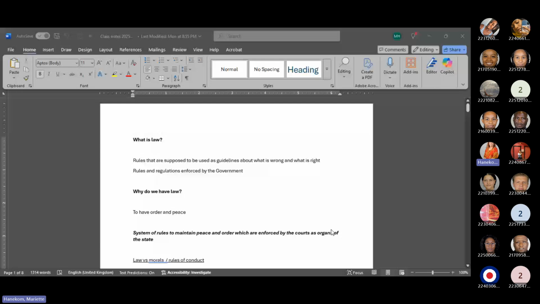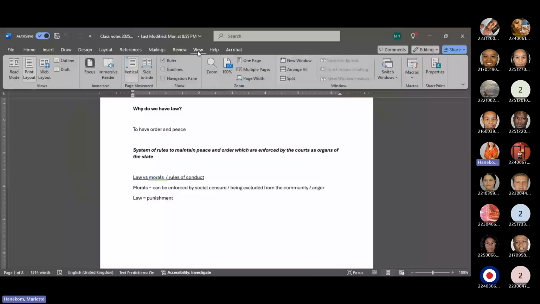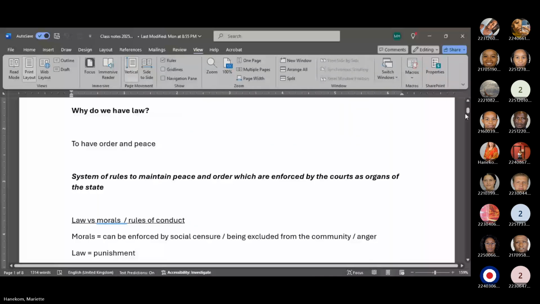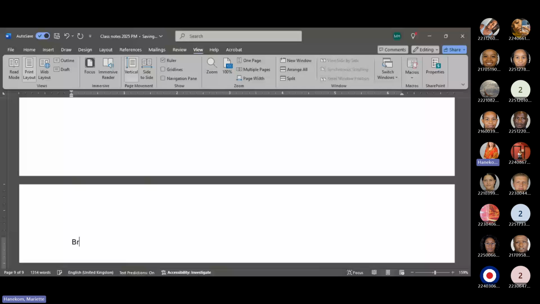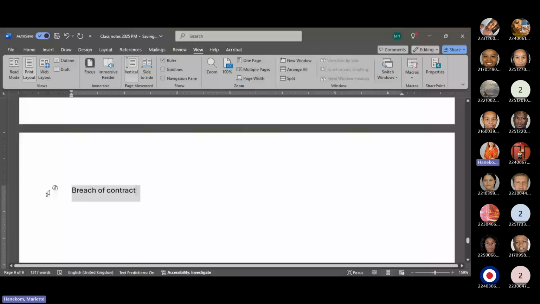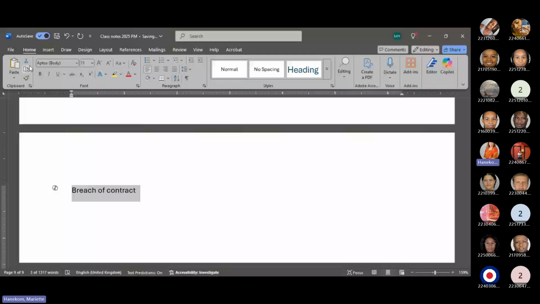So tonight we are looking at breach of contract. Let's make that bigger. So we're going to start off looking at breach of contract tonight, and then following that up with termination of contracts, units 6 and 7.